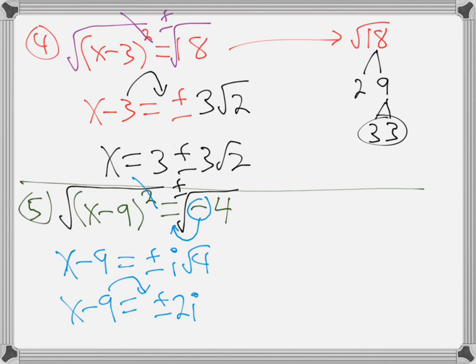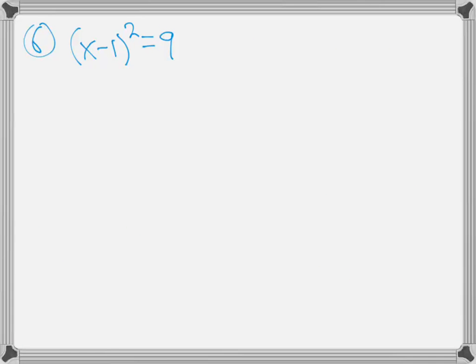Just jump that 9 over, add the 9. So it becomes positive 9 plus or minus 2i. Those are complex imaginary answers, huh? We good? Questions on that? All right, try that one. Can you solve for x there?